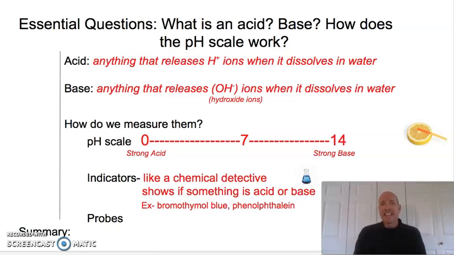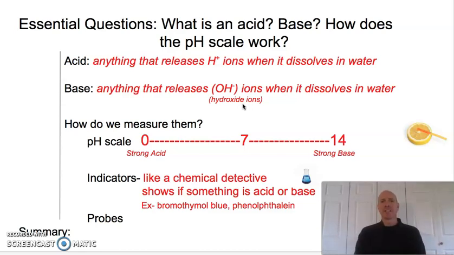An acid is anything that when you put it in water, it releases hydrogen ions. And so just notice our hydrogen ions have a plus charge, they're cations. And then a base is anything that releases what's called a hydroxide ion, a polyatomic anion, to make it sound fancy, with a negative charge. So anything that you put in water, like soap, and it releases hydroxide ions, that's a base.